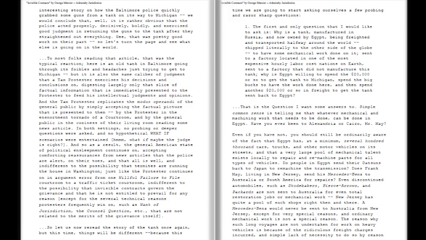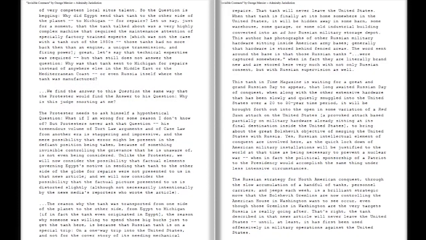New Jersey has quite a pool of such shops right then and there. A Mercedes-Benz would never be sent to Australia from New Jersey, except for very special reasons, and ordinary mechanical work is not a special reason. The reason why such long voyages are not undertaken for work on heavy vehicles is because of the ridiculous freight charges incurred, and simple lack of necessity to do so by reason of very competent local talent.